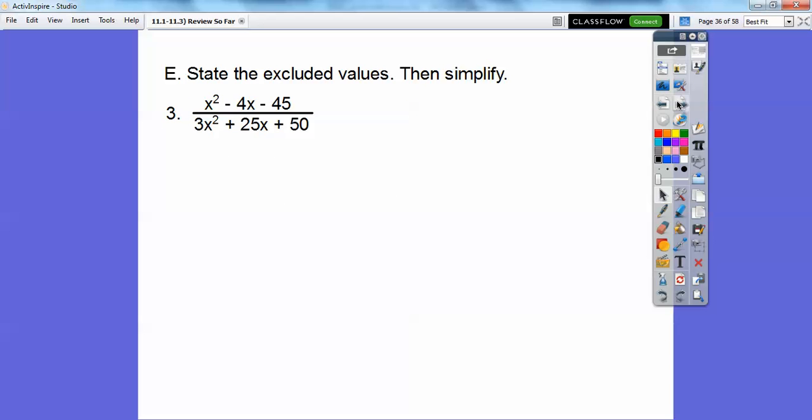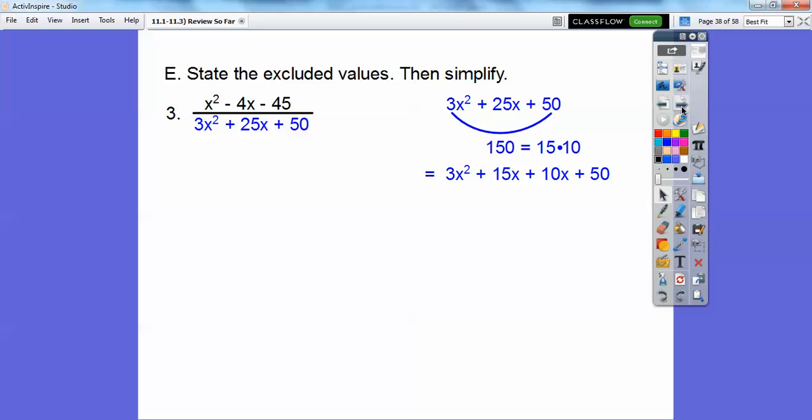All right, so here's number 3. I'm going to go ahead and factor that denominator first, so a little, I call it smiley face factoring because it looks like a smile. 3 times 50 is 150. Other factors of 150 that add to 25 are 15 times 10. So let's rewrite this as 3x squared plus 15x plus 10x plus 50.